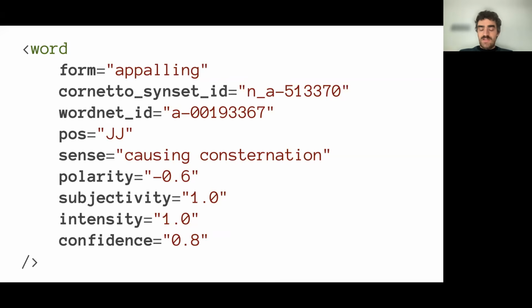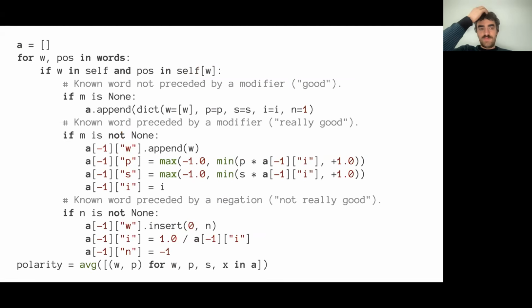If you take such a dictionary, you can write a chunk of code that looks something like this, iterating over a list of words in a sentence or a document, looking for known words, and writing down their polarity. If the word is not known, you skip it. But if the word is preceded by a modifier, like really, a few lines down, then you modify the polarity in a heuristic, hand-designed way. And if the word is preceded by a negation, like not, then you also change the polarity.